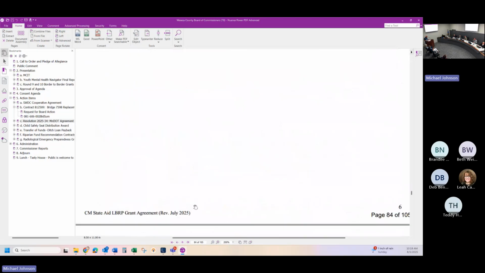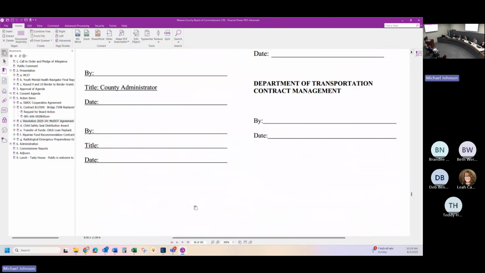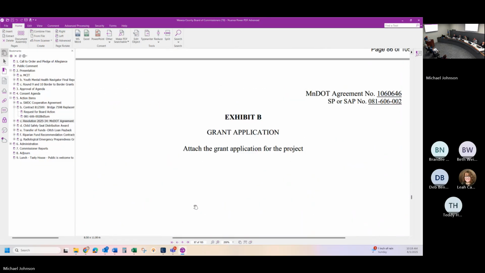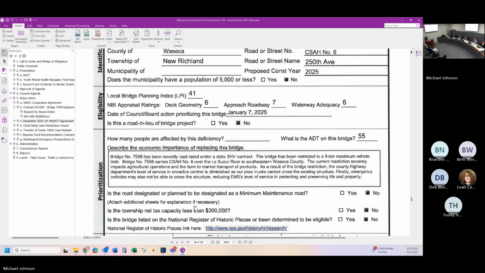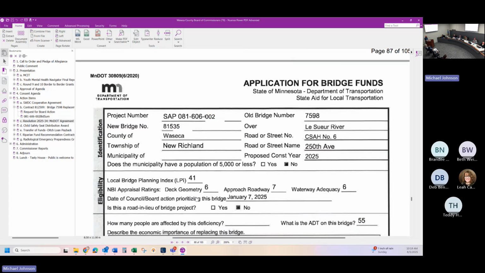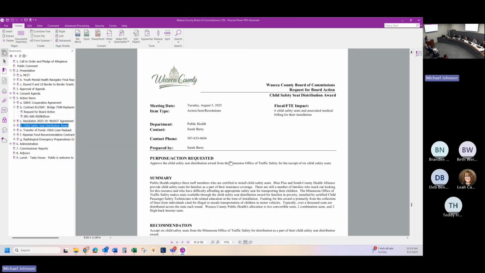Seconded to adopt resolution 2025-34. Is there any discussion? If not, all in favor, say aye. Aye. All opposed, same sign. Motion carries. Thank you. Right, next Jim.